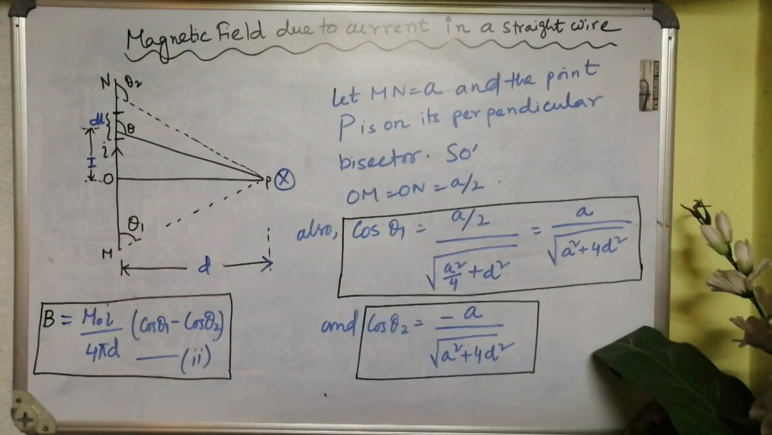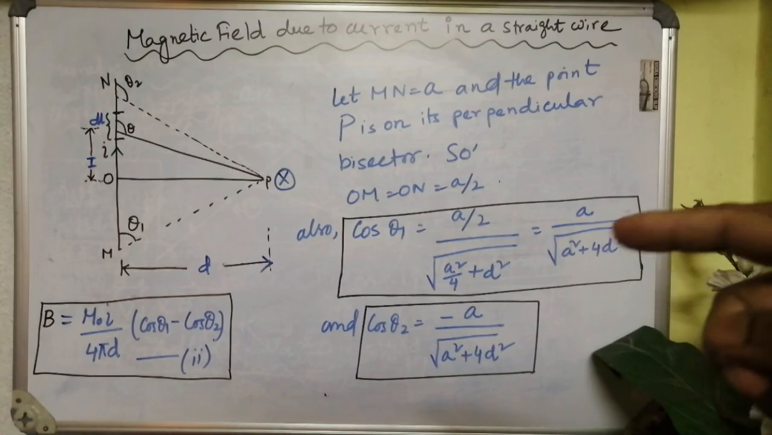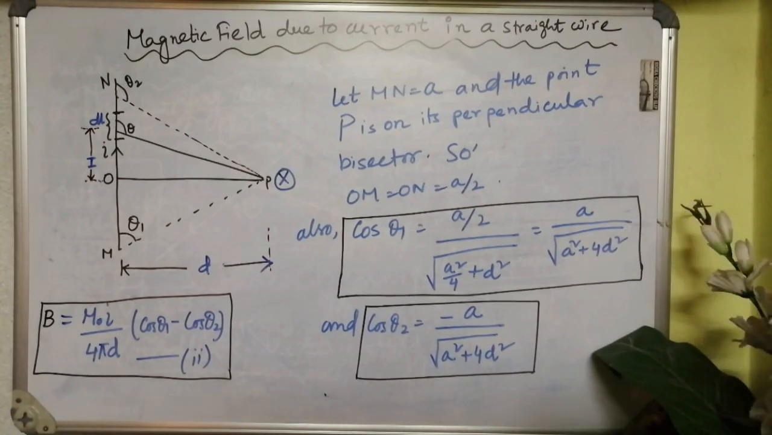See the related topic from this, we can discuss like that. Suppose the length MN is equal to A and the point P is on its perpendicular bisector. Therefore OM is equal to ON is equal to A by 2, and from there we can determine the value of cos theta 1. It is A by 2 divided by root over A square by 4 plus D square, which is equal to A by root over A square plus 4 D square. It is a very easy equation. And cos theta 2 is equal to minus A by root over A square plus 4 D square.